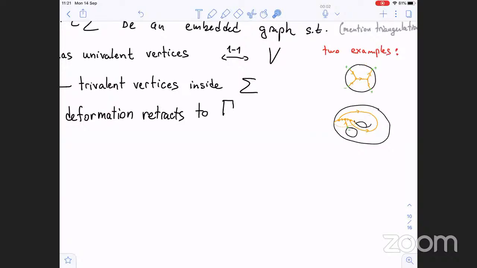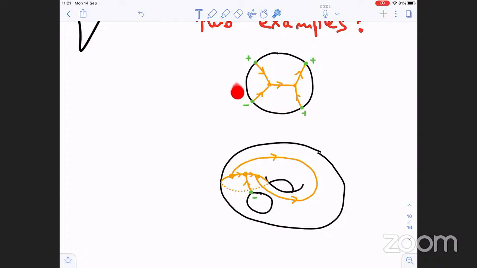So there are two examples. Maybe I'll make them a bit bigger. Here you have just a disk with four marked points, and this is one possibility. You can also imagine the other possibility, which would look like this. And for example, for this punctured torus, you can do something like this.